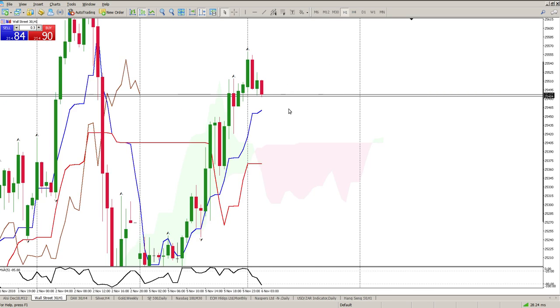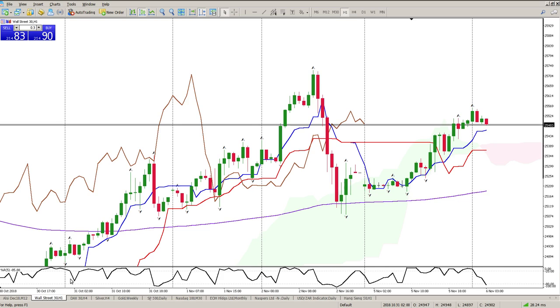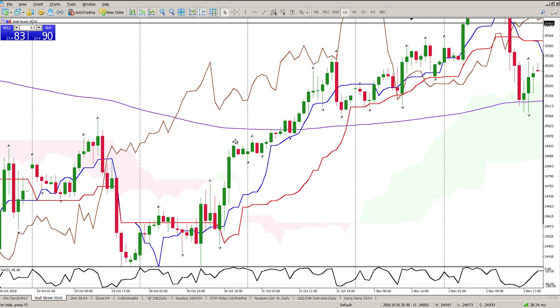I typically like to use the 1 hour on the Dow when I'm using Ichimoku, and for me at the moment, we had a crossover yesterday. We came back to test, and we've broken the cloud for the second time. So this was the first time way down here where we broke the cloud.